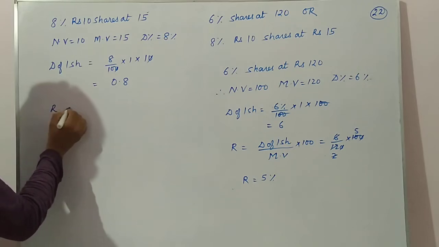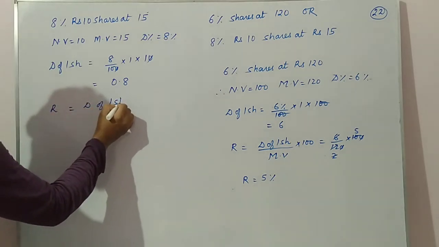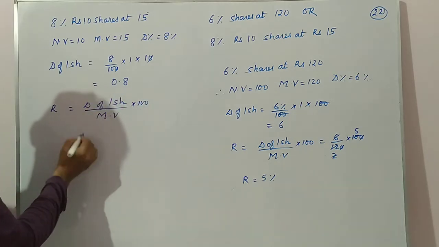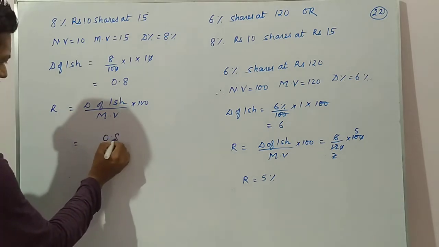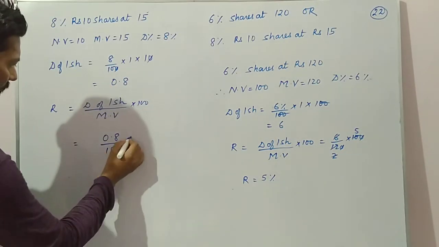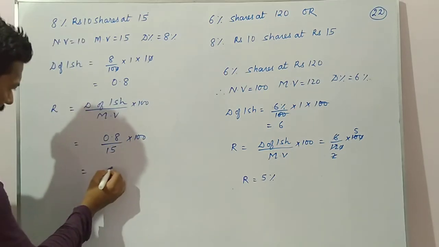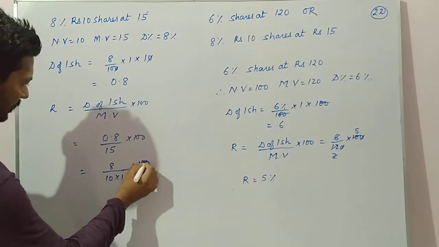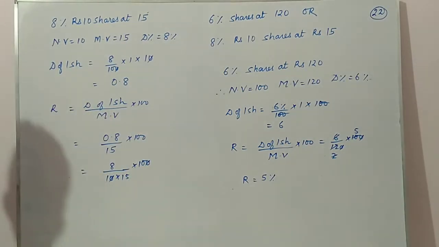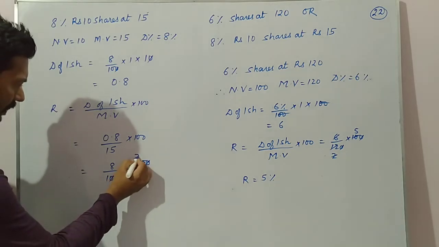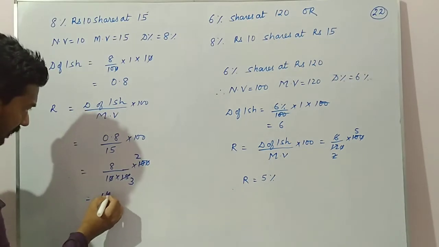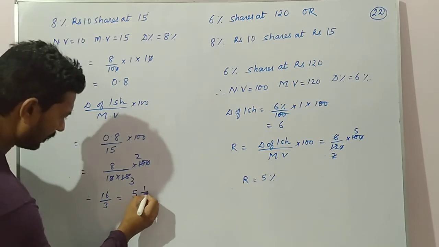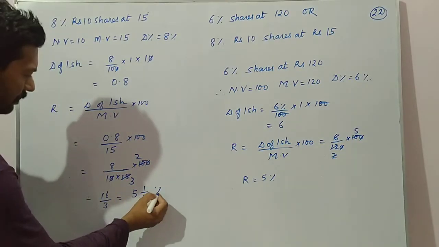Rate of interest is the dividend of 1 share divided by the market value, into 100. Dividend of 1 share, that is 0.8, by market value 15, into 100. So this is 8 by 10 into 15 into 100. This will cancel out. Then 5 3s are 15, 5 2s are 10. This is 16 by 3, or 5 1s are 5, 3 5s are 15, 1 remainder, so 15 by 5, 1 by 3%.